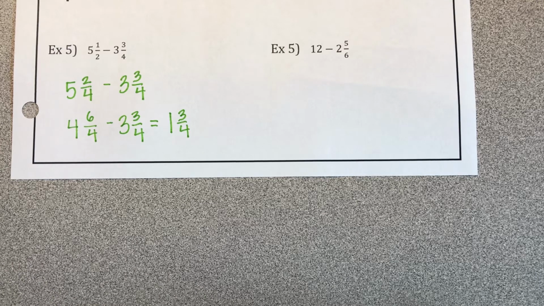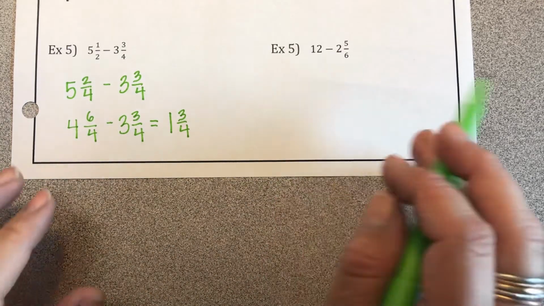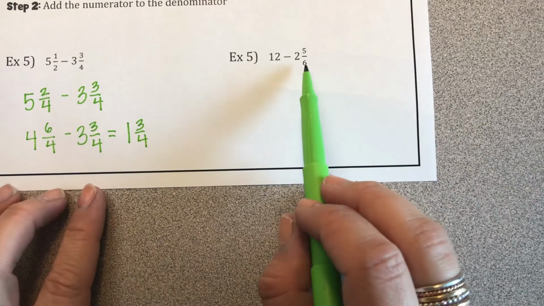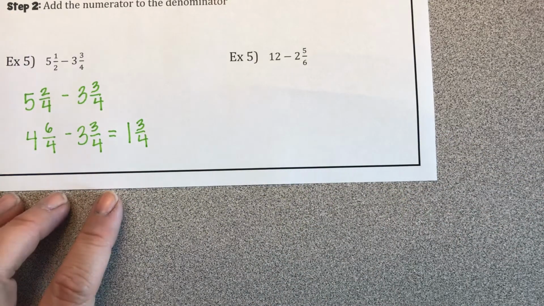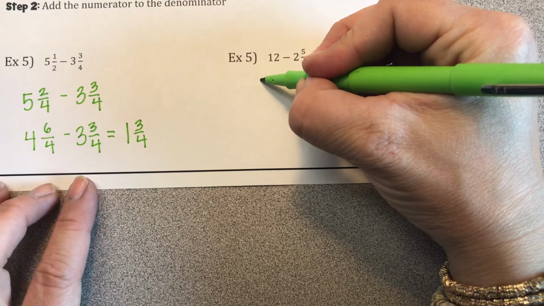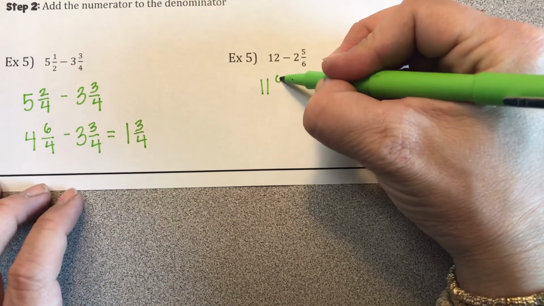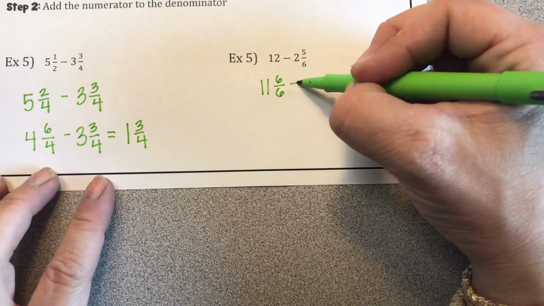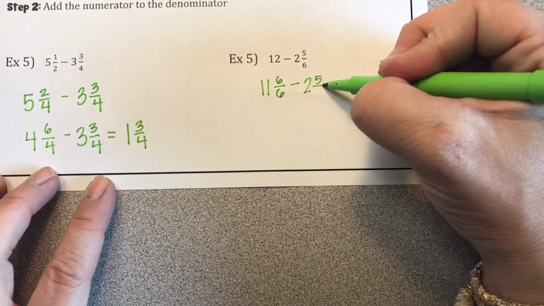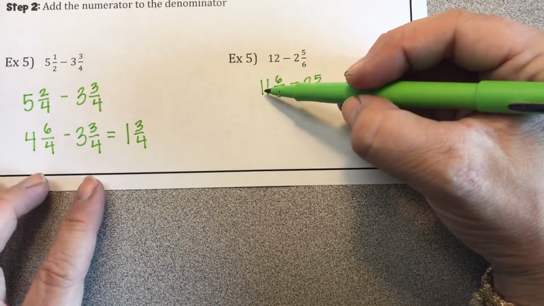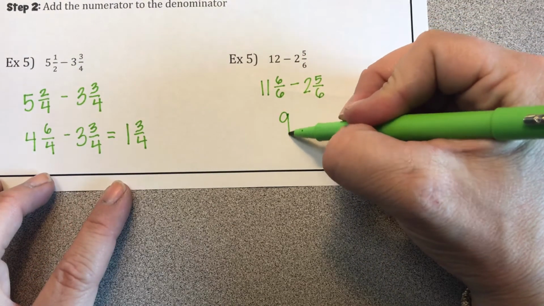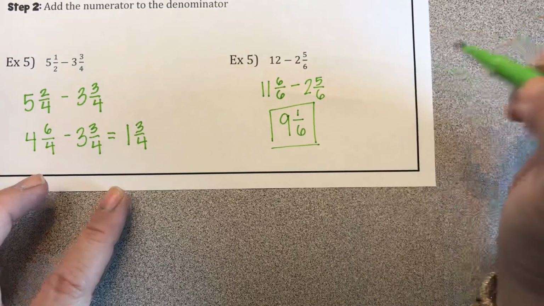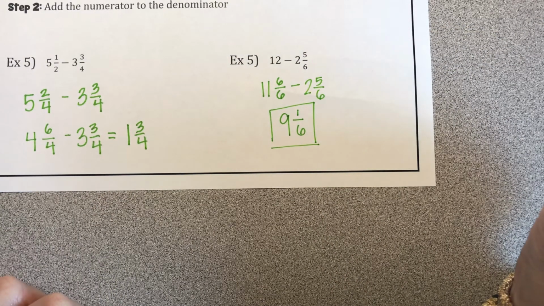Okay, well, what happens when we have a whole number, right? How can we do that? Well, what you're going to do is we want the common denominator to be 6. So I'm going to take one of my whole pizzas and I'm going to cut it into 6 slices. So it's 11 and 6/6 minus 2 and 5/6. So now 11 minus 2 is 9. 6 minus 5 is 1. And 9 and 1/6 would be my final answer.